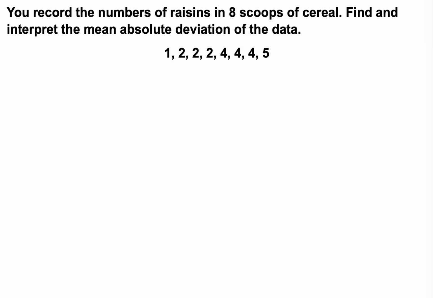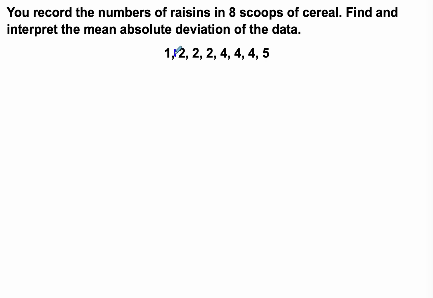Let's take a look at this one. You record the number of raisins in 8 scoops of cereal. Find and interpret the mean absolute deviation of the data. Mean absolute deviation tells how spread apart numbers are from each other. It gives a number value to how far numbers are away from the mean. Are they close to the mean? Are they far away? MAD is a way to tell you that. So that is what MAD is. Let's go ahead and practice finding it.